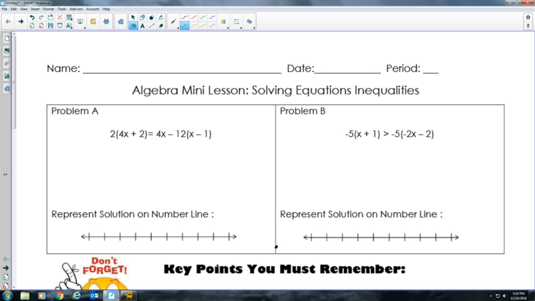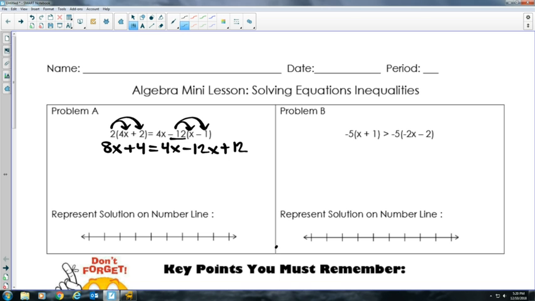All right, order of operations, we're going to distribute first. 2 times 4x is 8x. 2 times a positive 2 is 4. Here we're going to multiply by a negative 12. You're going to make sure to distribute the negative and the 12 to everything on the inside. So negative 12 times x is negative 12x. Negative 12 times a negative 1 is positive 12.